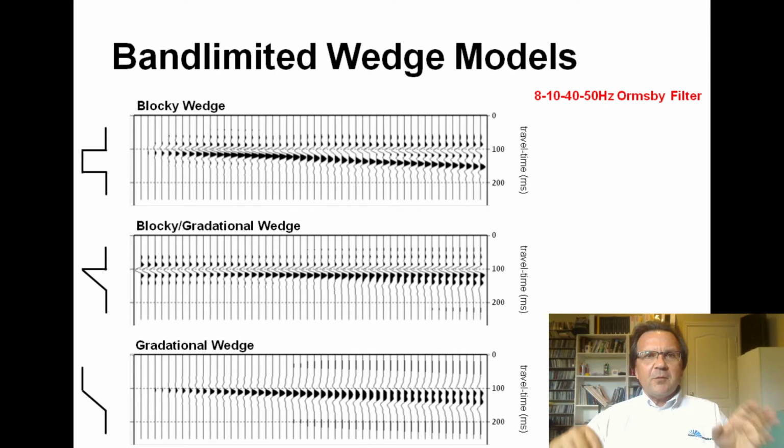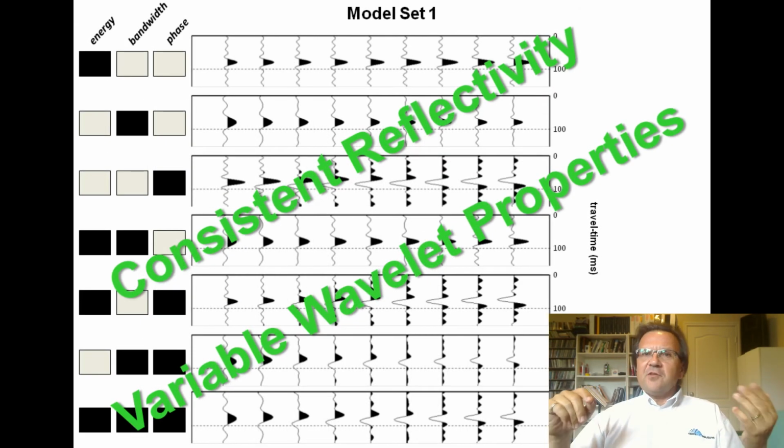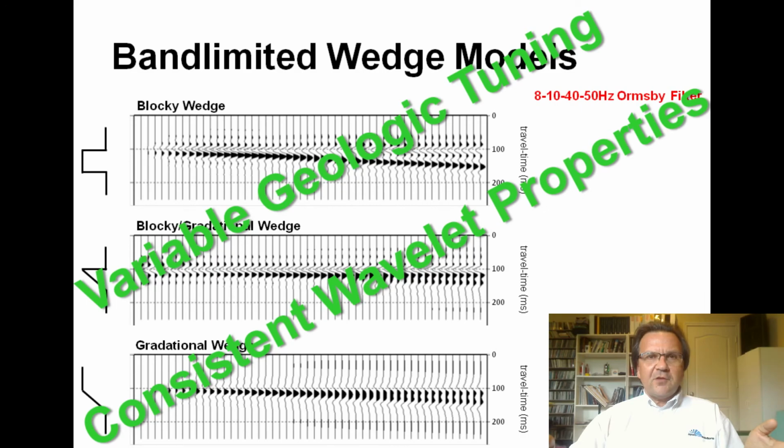It is helpful to examine both model sets because seismic attributes respond to both processing effects and geologic effects. The first model set exhibits laterally consistent reflectivity but laterally variable signal properties. The second model set exhibits laterally variable tuning but laterally consistent signal properties.